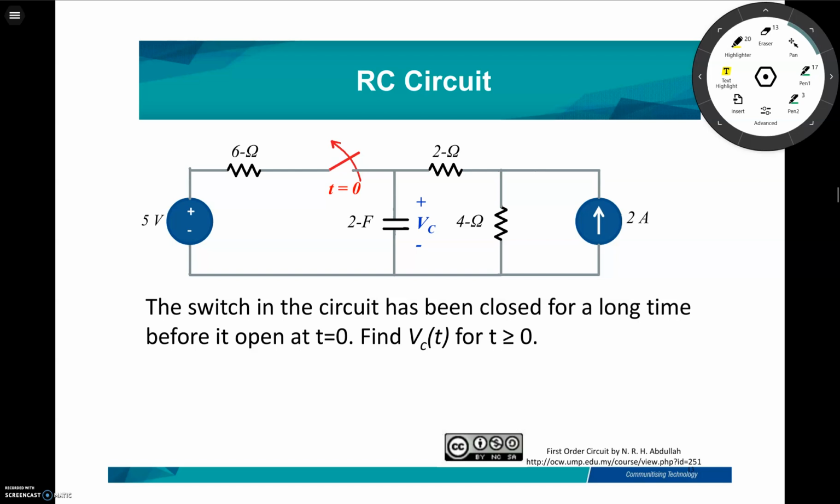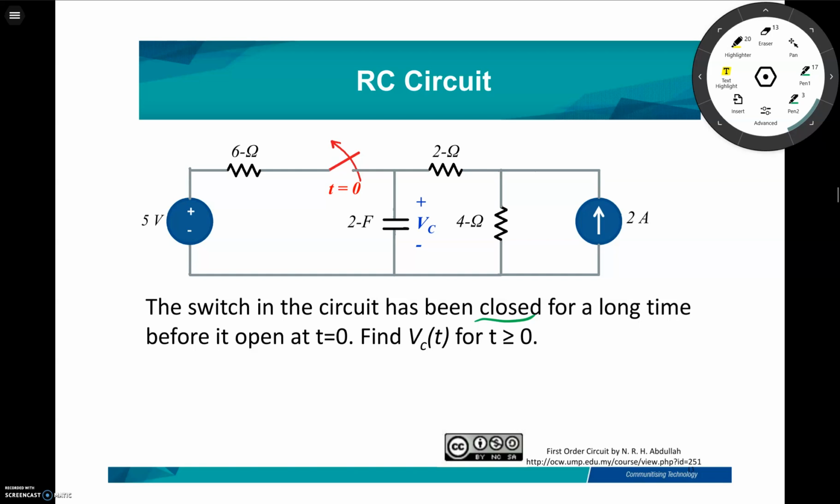This is the examples of RC circuit. The switch in the circuit has been closed for a long time before it opens at t equal to 0. Find Vc for t more than 0. By referring to this circuit, you can see that the conditions of the switch is closed for a long time before it's open at t equal to 0.